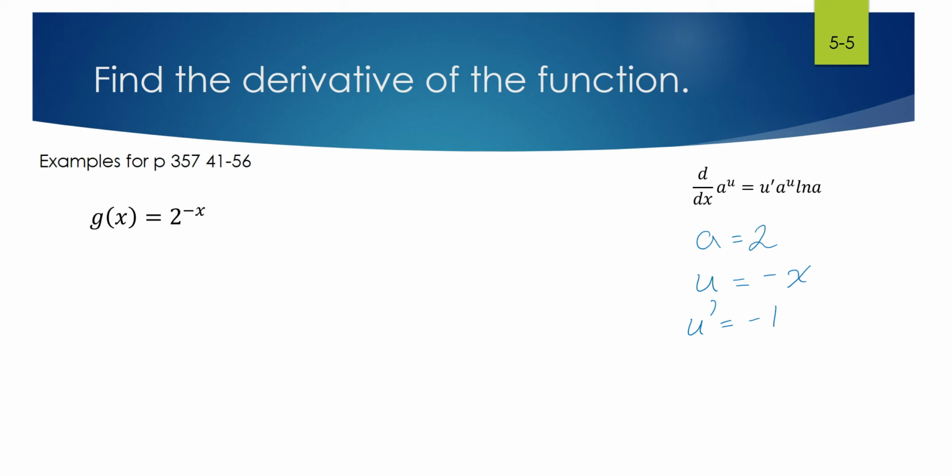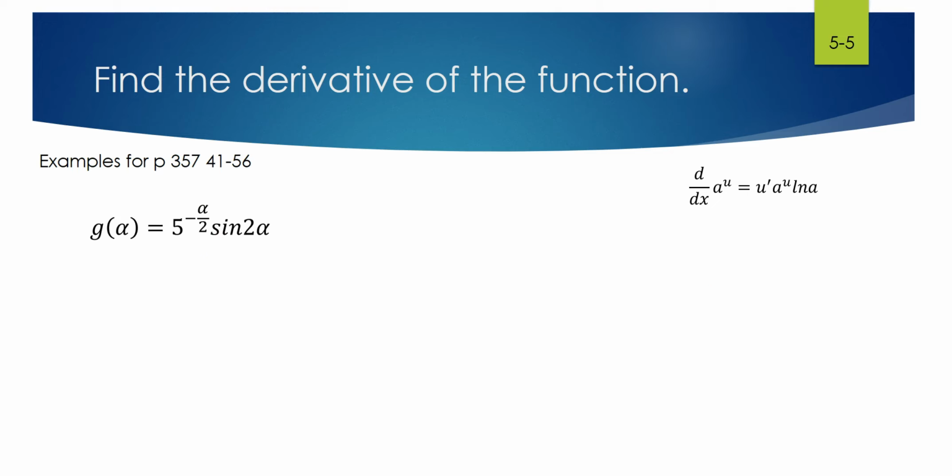And so I can follow my pattern. I know that my g prime of x is going to be u prime, which is that negative 1. So there's my negative. a to the u, so the original problem, 2 to the negative x, and then ln of a. So ln of a, which was 2. And that is the final derivative.